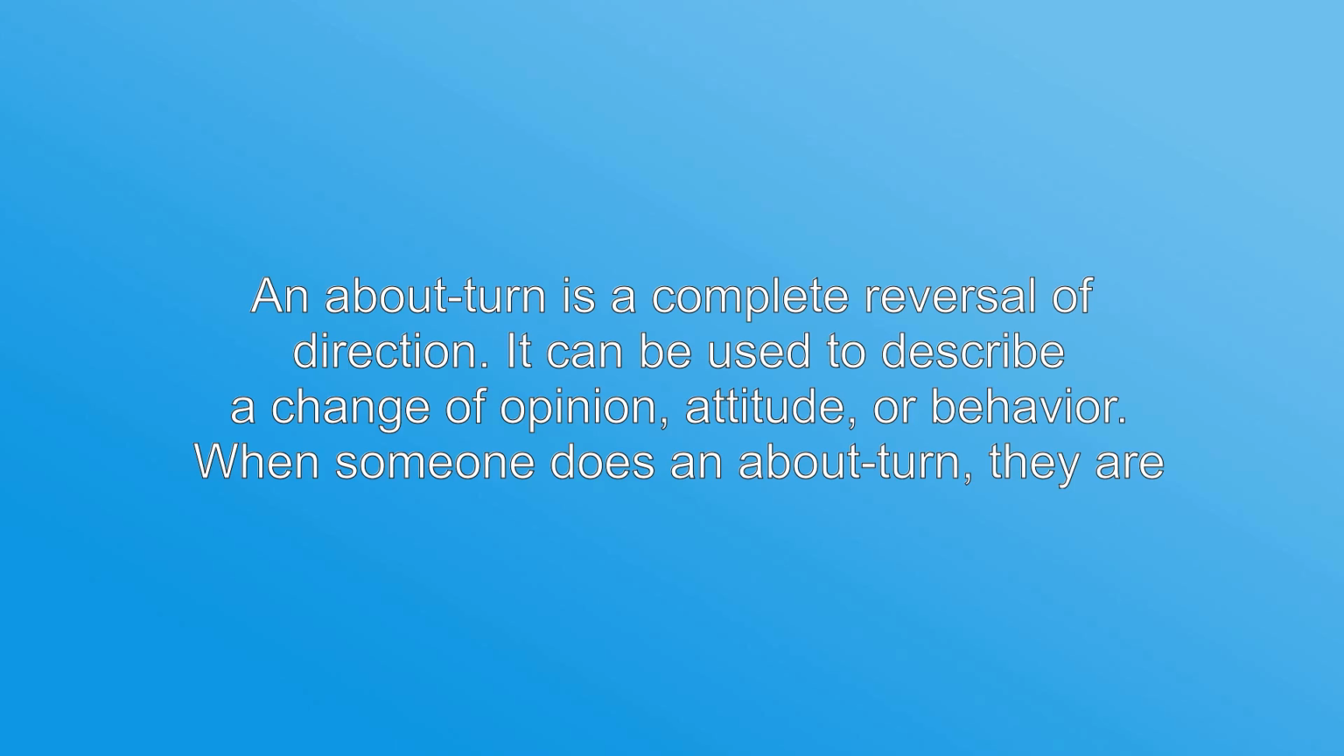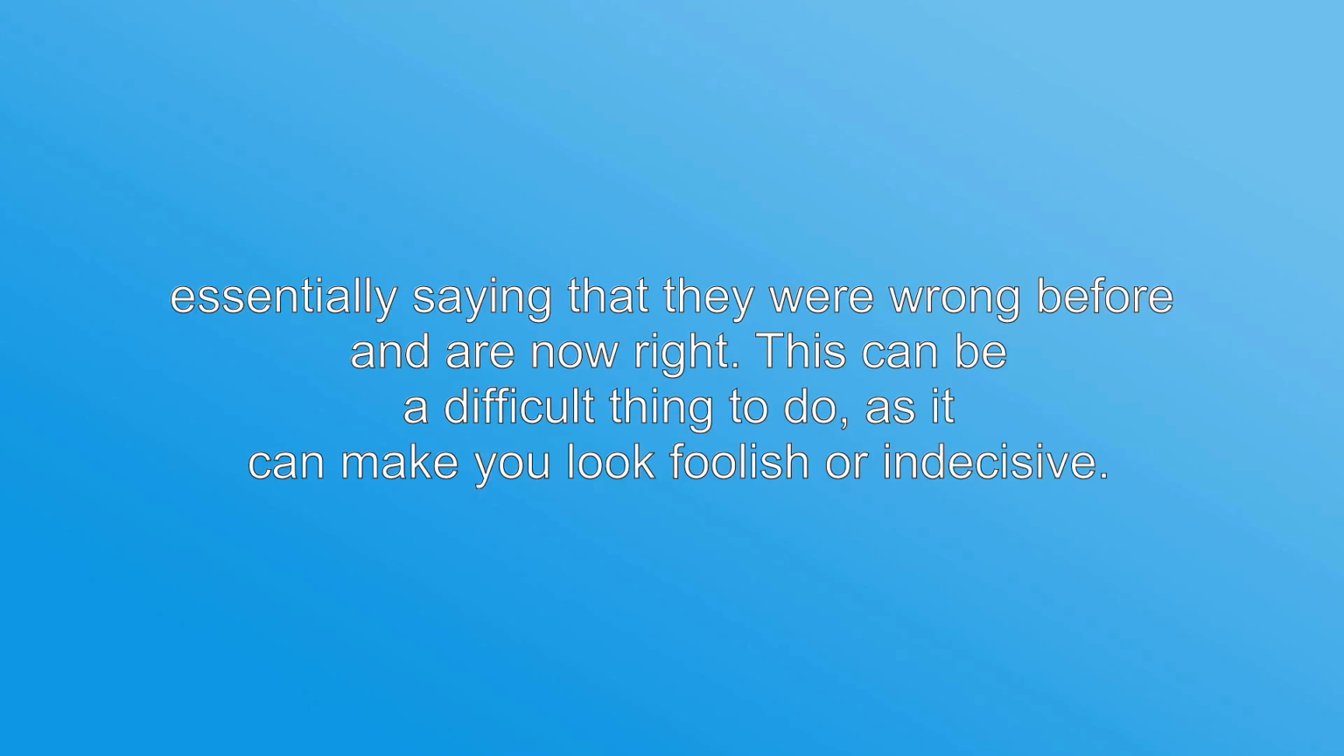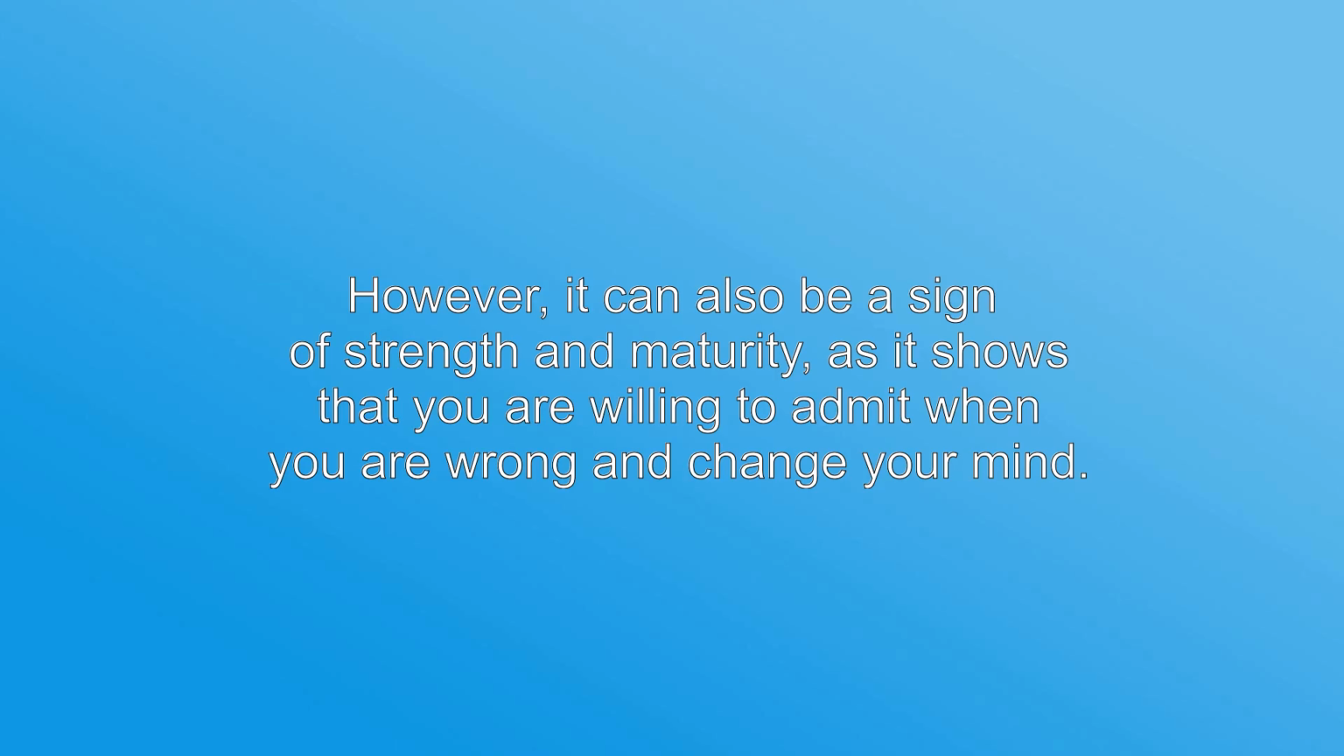An about turn is a complete reversal of direction. It can be used to describe a change of opinion, attitude, or behavior. When someone does an about turn, they are essentially saying that they were wrong before and are now right. This can be a difficult thing to do, as it can make you look foolish or indecisive.